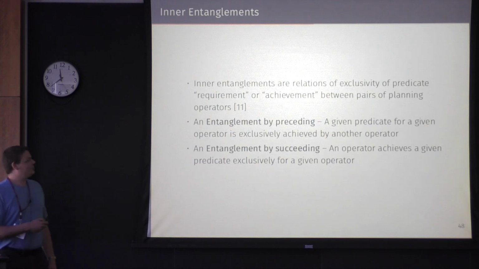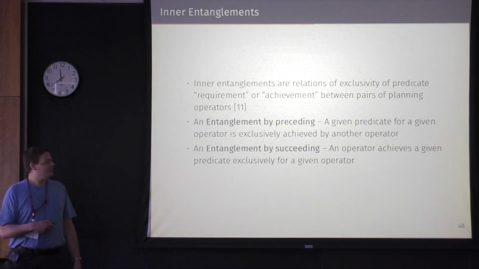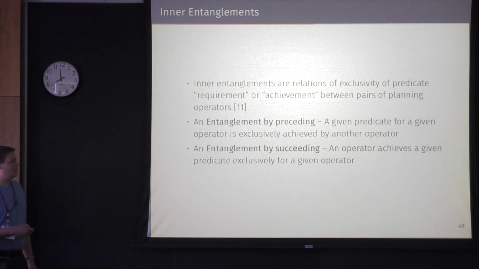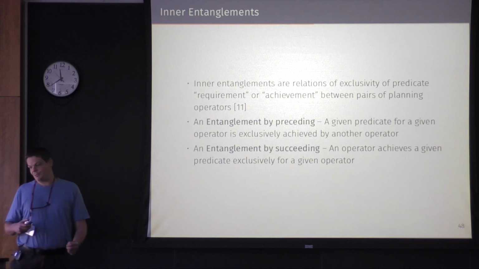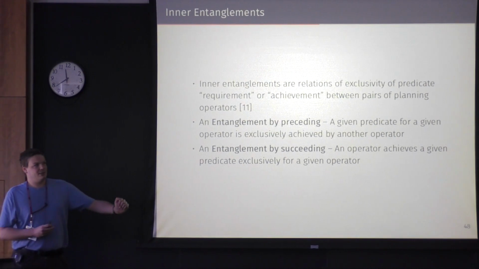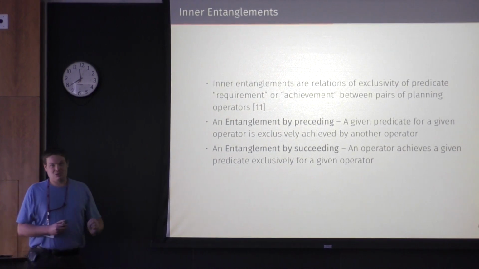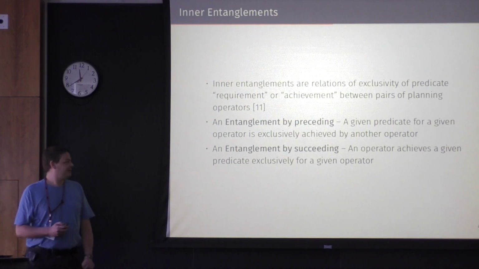So let's move to inner entanglements. They are slightly more complicated, and they capture exclusivity of what we call predicate requirement and achievement between pairs of planning operators. So we have two subtypes. One is entanglement by preceding, where a given predicate for a given operator is exclusively achieved by another operator. Which basically means that entanglement by preceding says that a certain operator wants some predicate exclusively from another operator, and not from any other operator, right?